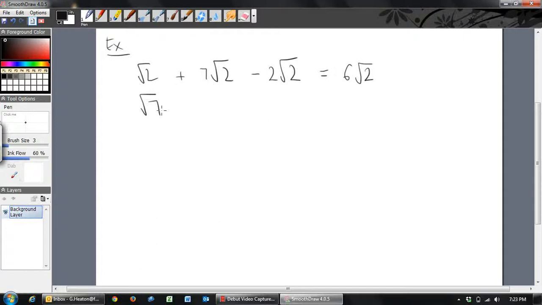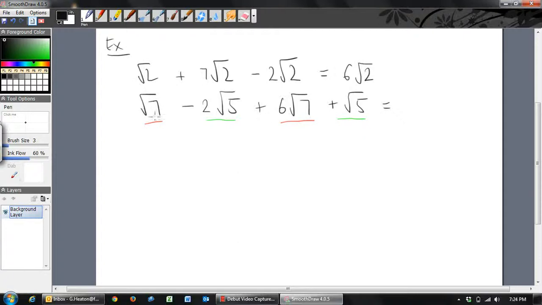So let's do root 7 minus 2 root 5 plus 6 root 7 plus root 5. Let's have a look at that one. Now remember, we can only add and subtract like terms. So here we have a root 7, there we've got a 6 root 7, and here we have a negative 2 root 5, and there we have a positive root 5. And so we can only add the similar ones together.